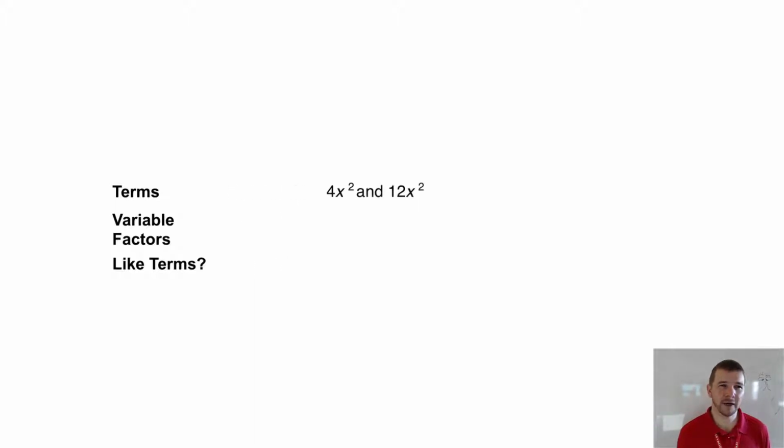How about 4x squared and 12x squared? Their variable factors are x squared and x squared, so once again, yes, they're like terms. 6ab and negative 2a. ab is the variable factor of 6ab, and a is the variable factor of negative 2a. These don't match, so no, these are not like terms.